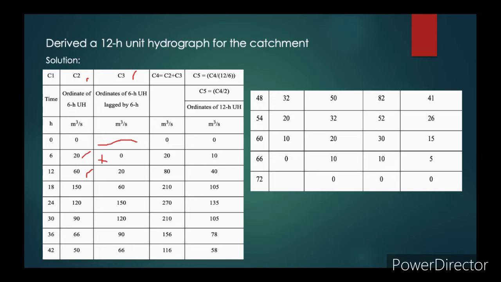To find the ordinates of the 12-hour unit hydrograph, we divide column 4 by 2, since the lag is twice 6 hours to make 12. If it were lagged by 4 hours, we would need three lags to reach 12, so we would divide by 3. Here, since 6 is used twice to make 12, we divide by 2.